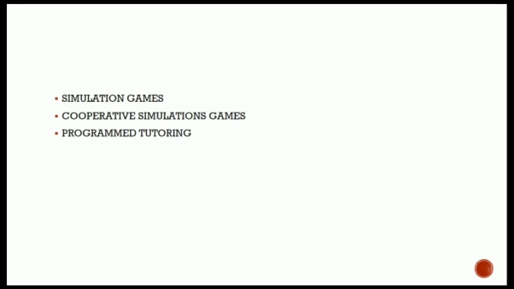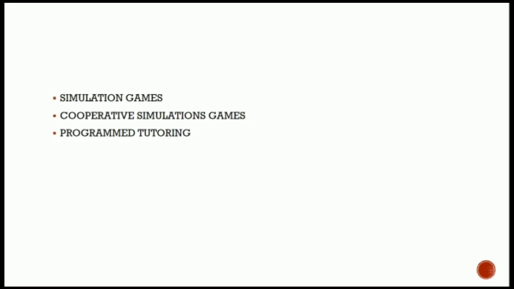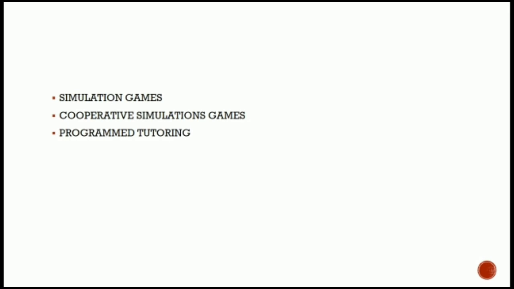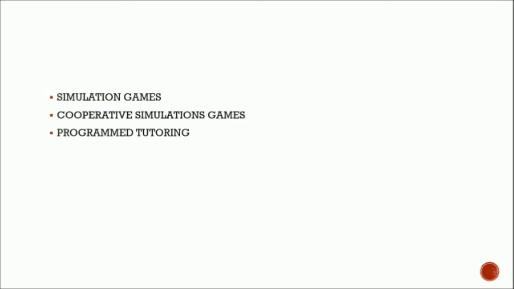Simulation games. A simulation game combines the attributes of simulation, role-play, a model of reality, with the attributes of game, striving toward a goal, specific rules. Then cooperative simulation games. Instructional simulation games have been developed that pursue a similar philosophy. Program tutoring. Program tutoring is a type of instructional system that provides one-to-one interaction.